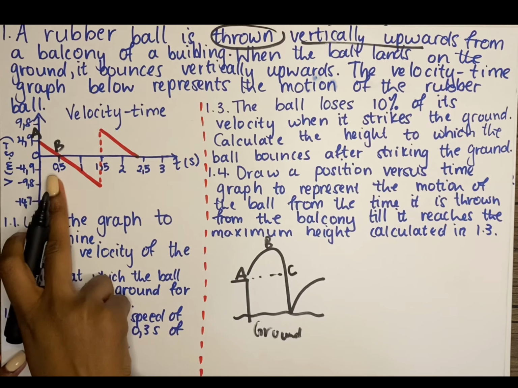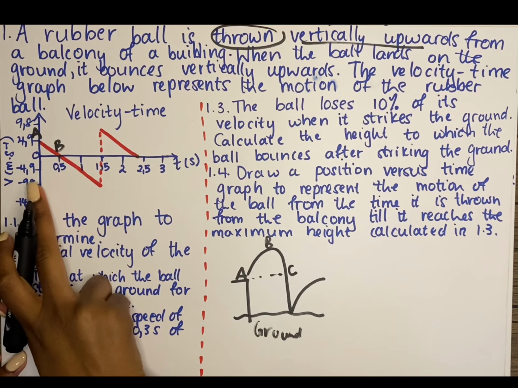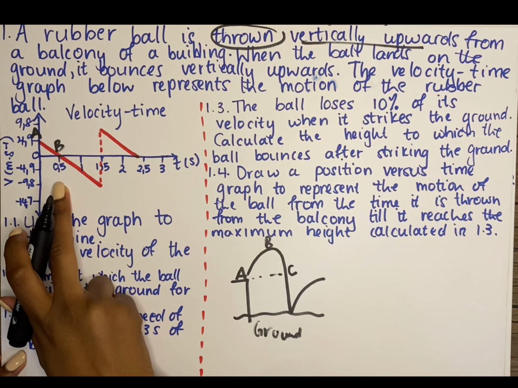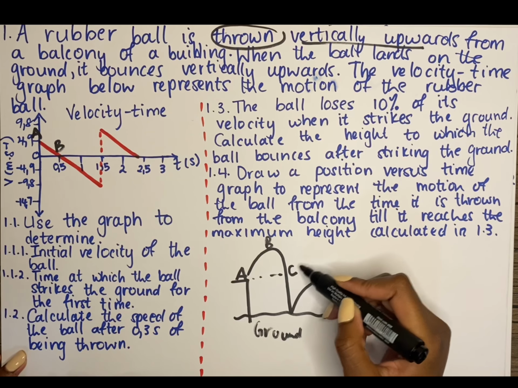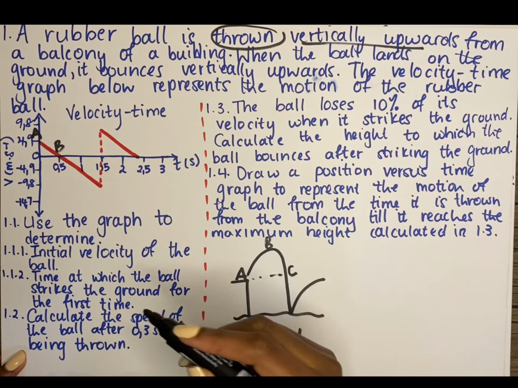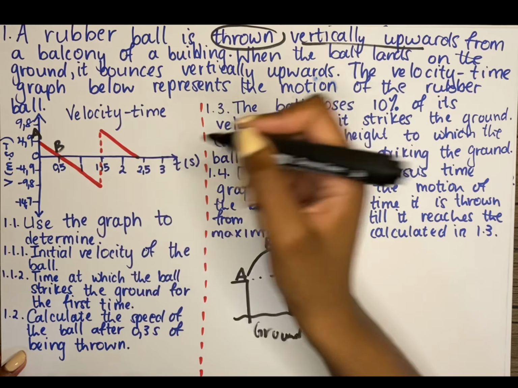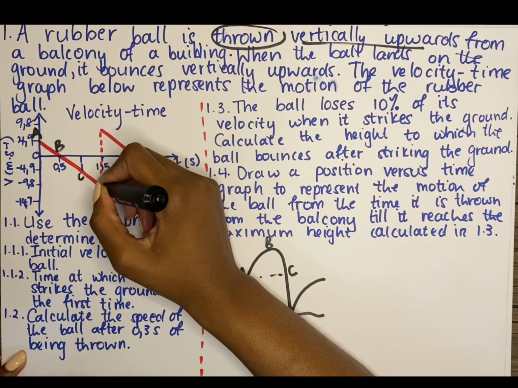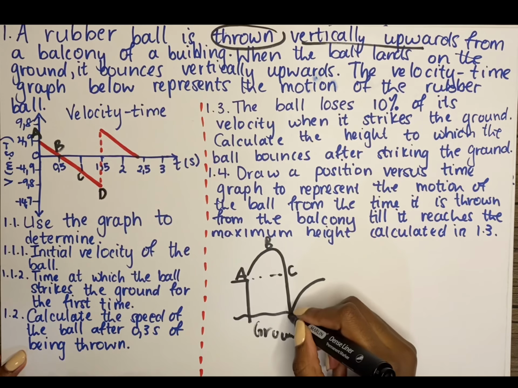And then due to time symmetry, you can see here it takes 0.5 seconds for it to reach the maximum height, 0.5 seconds for it to return to the same position, right? And then it reaches the ground at a certain point. Let's call this point D.